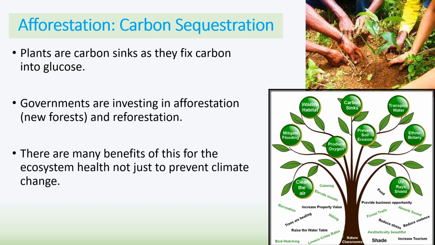And you can see here on the tree lots of different reasons why afforestation is essential. So we have cleaning the air, which is obviously one, we want to get rid of that carbon dioxide. We've got mitigation of flooding, because trees absorb lots of water, habitats for wildlife, carbon sinks, preventing soil erosion, transpiration increases, UV shields. So there's lots of benefits for why we should do afforestation, but the main one being it increases the amount of photosynthesis on the planet, which absorbs carbon dioxide out of the atmosphere and fixes it into glucose.